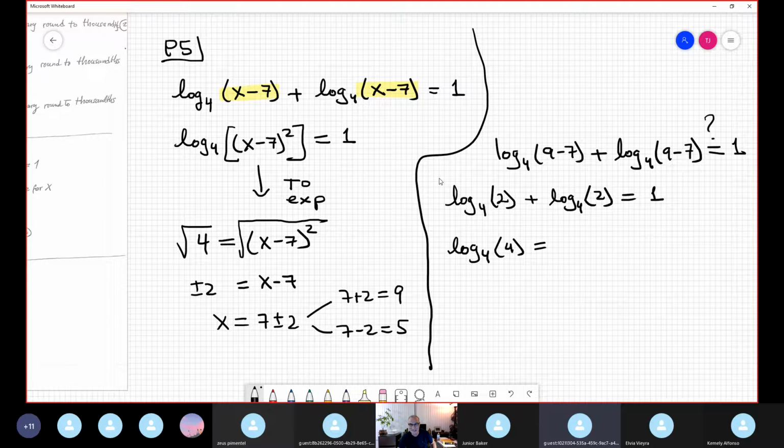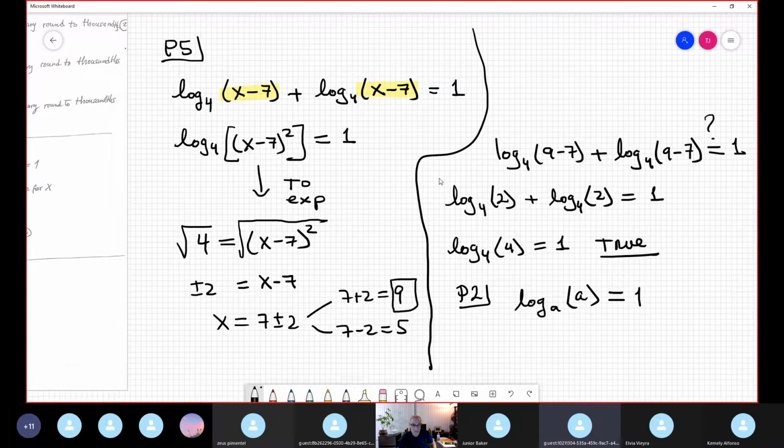It's a coincidence. Yeah, I know the property number 2 that says that logarithm of any base of a, when there is a perfect coincidence between the base number and the number inside the argument, is 1. Therefore, this is super true, and the solution is good. 9 is perfect.